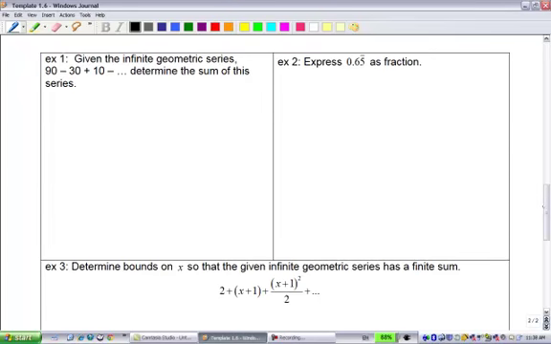So we have an infinite series again, an infinite geometric series. First term is 90, second term is negative 30. We can again write down that pertinent information that we've always written down. Term 1 is 90. Common ratio I can pick off is negative 1/3.